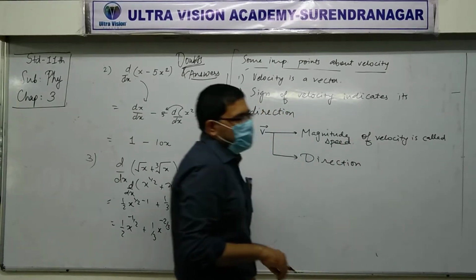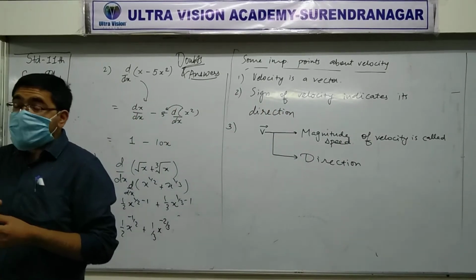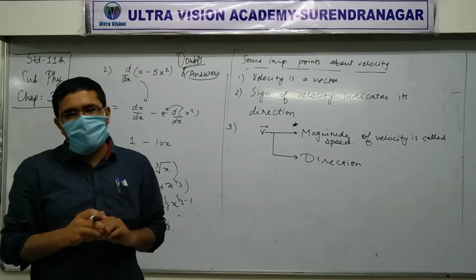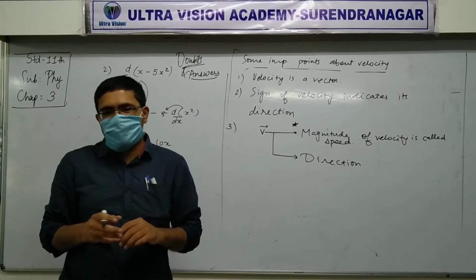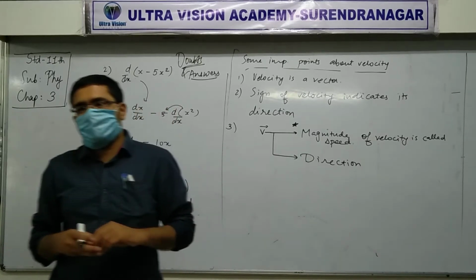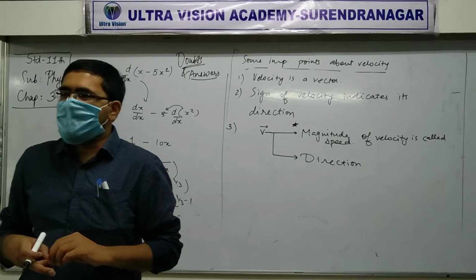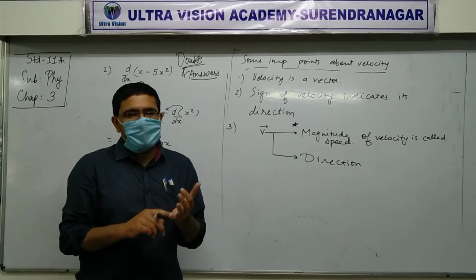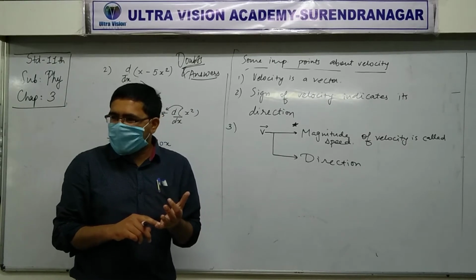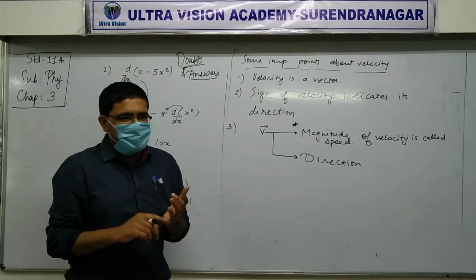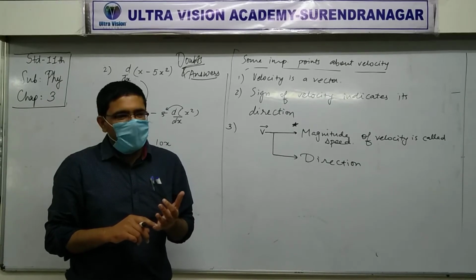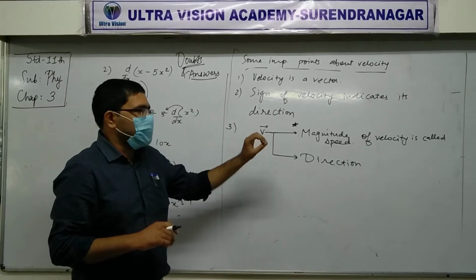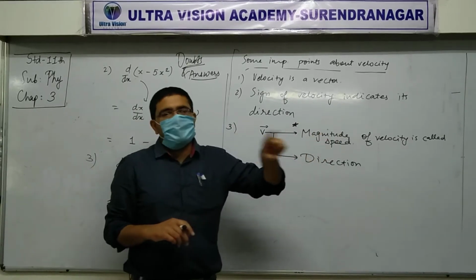The magnitude of velocity is called speed, and this is the one and only definition of speed. Everything else about speed that you have learned so far is wrong. Speed is not distance upon time. Speed is not displacement upon time. You understood that? I'm making it very clear. Okay, speed is distance upon time? It's not true. What is the only meaning of speed? That is, magnitude of velocity is called speed.